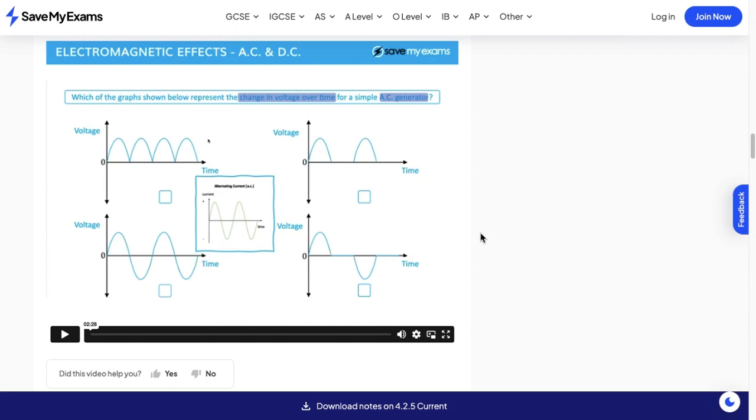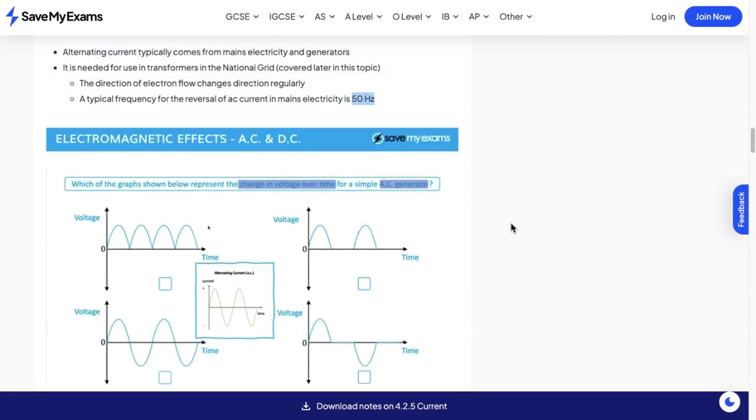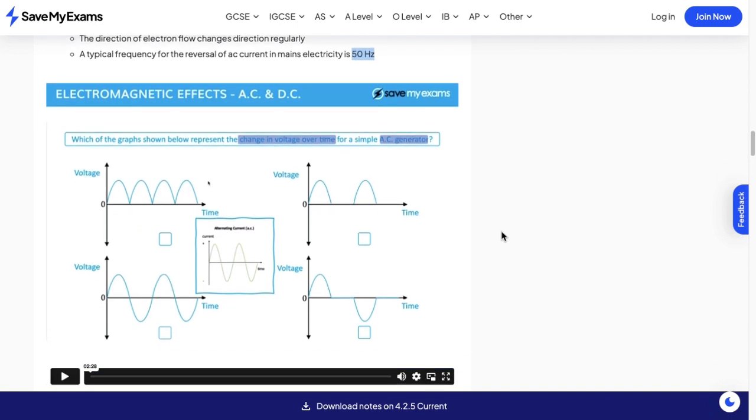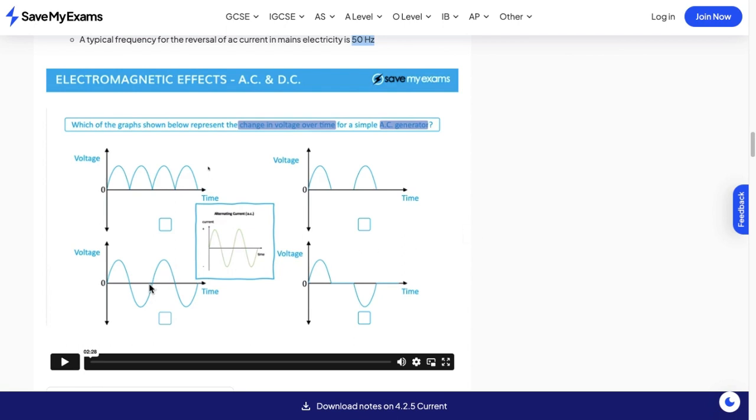I think they're asking a question here: which of these graphs below represents the change in voltage over time for a simple AC generator? So probably it has both up and down. It has both up and down. So this will be the better option. This will be the best option.